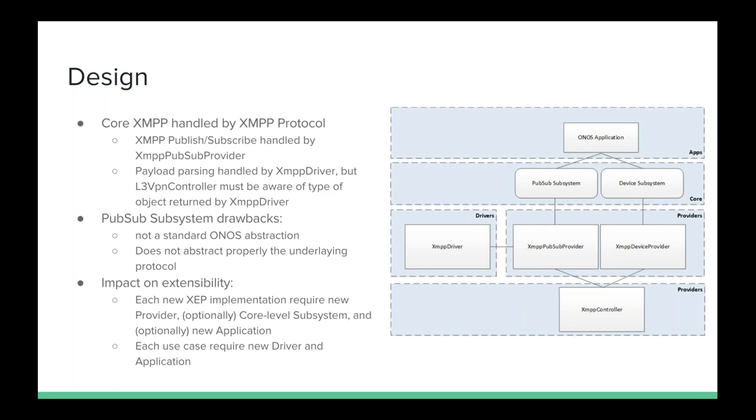Yeah. That was the same motivation behind my question regarding the PubSub subsystem abstractions, whether they're specific to XMPP or whether they're generic, because we do have existing integrations with Kafka and with RabbitMQ, which allow ONOS applications to both emit and consume messages. But I actually don't recall specifically what the abstraction is for doing that.